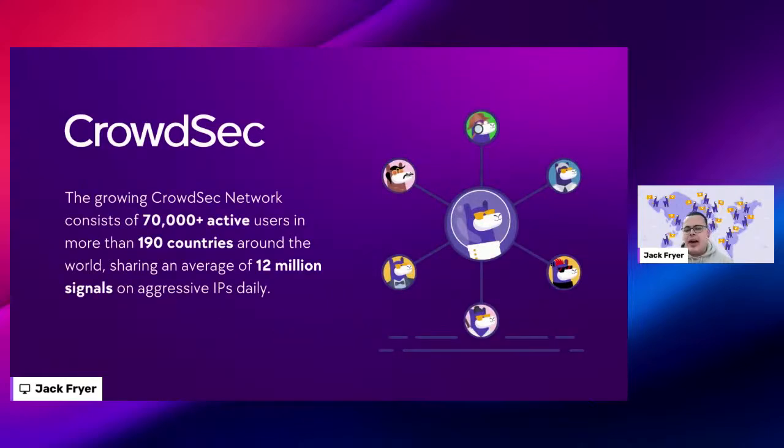So how CrowdSec comes into play is that we have a really fast growing network of users that contribute to this crowdsourced threat intelligence approach. Our network currently consists of over 70,000 active users around the globe. These users are in more than 190 countries, which we think is really impressive. And on average, they're sending us around 12 million threat signals per day, all based around malicious IP addresses.